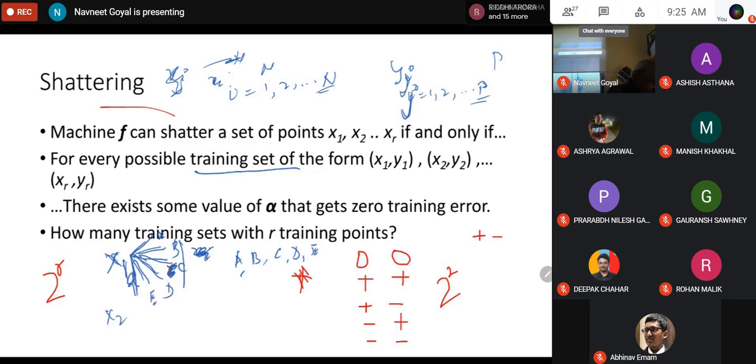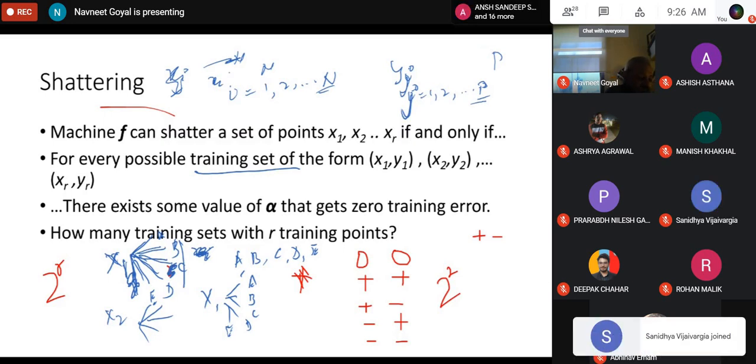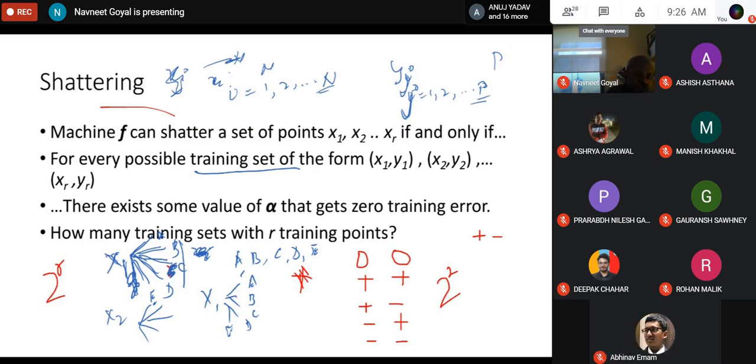So for X1, I can give any of the grades A, B, C, D, E. What about X2? Again 5. So how many different pairs of students to grades are possible? Number of students multiplied by 5. Number of students into number of grades.